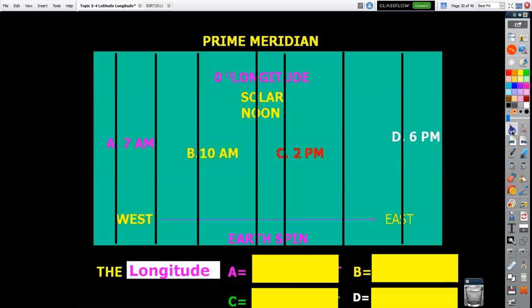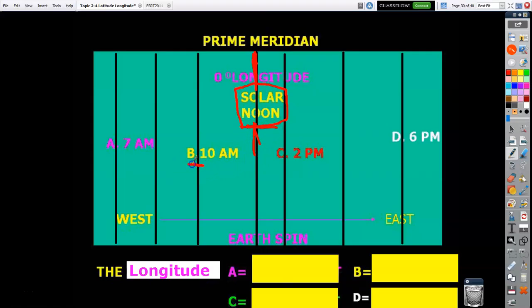Let's do some examples here. So the prime meridian is actually right here, right on this spot here. And the time of day is noon. Solar noon, which we'll get into, is basically when the sun is at its highest angle for the day. But on a clock, we'll call it 12 o'clock noon.